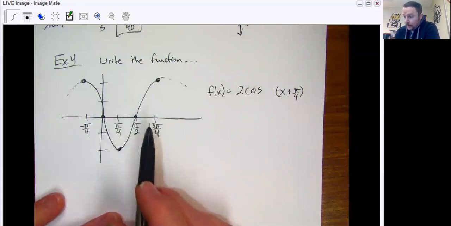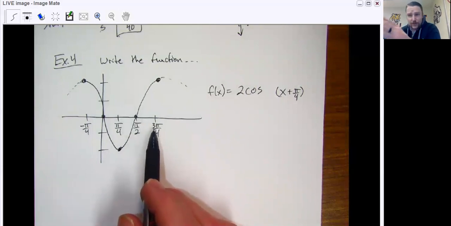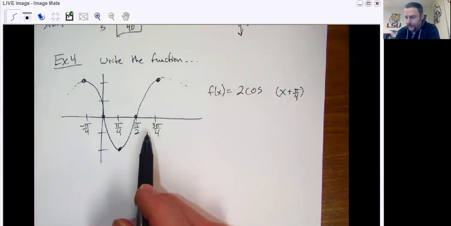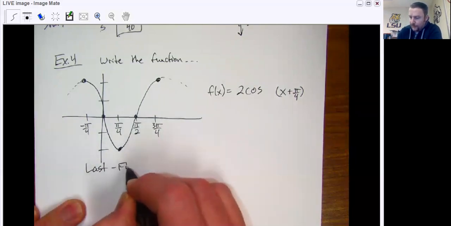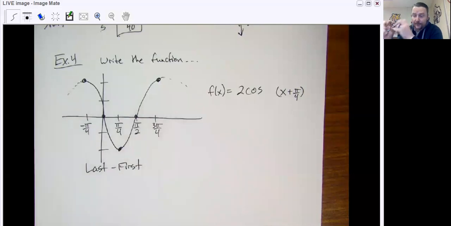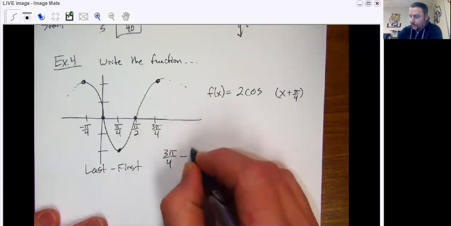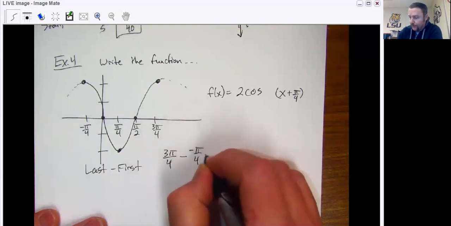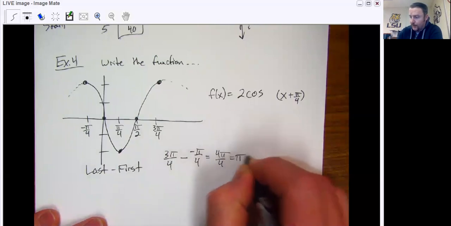With phase shift, the past 3 days, you would just look at the last point, set that equal to your period formula and solve for B. Well, phase shift is a little different. You always need to do the last one minus the first one to figure out the true period. So if I did 3 pi over 4 minus the first one, which is negative pi over 4, I'm going to get plus 4 pi over 4, which is just pi.